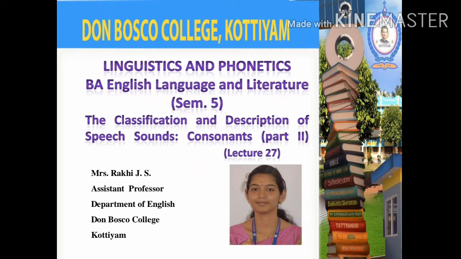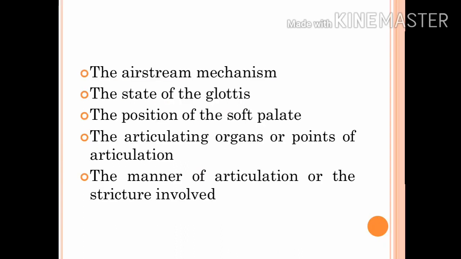Today's lecture deals with the classification of consonants based on the manner of articulation. In order to describe a consonant sound, we need the following pieces of information: the airstream mechanism, the state of the glottis, the position of the soft palate, the articulating organs or points of articulation, and the manner of articulation or the structure involved. We have discussed the first 4 points in the previous session.